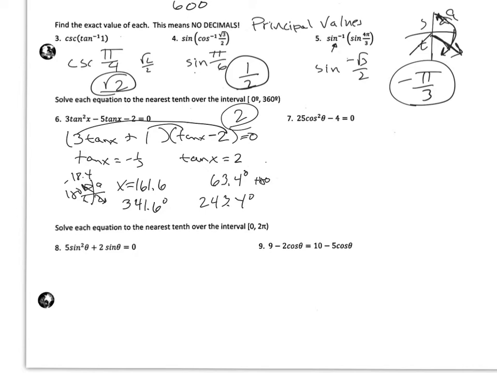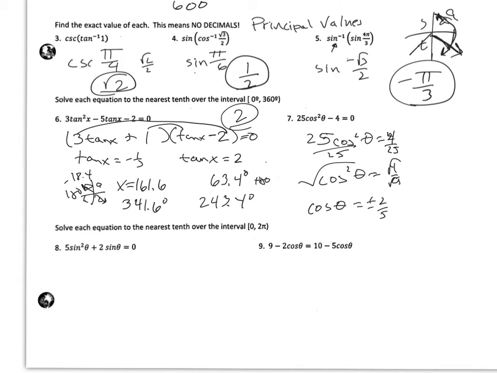Number 7 only has one word squared, so not factoring. We'll just get this thing set equal to 4. So we'll add the 4 to the other side. 25 cosine squared theta equals 4. Divided by 25, so we get cosine squared of theta is equal to 4 over 25. Take the square root, get a plus or minus, so you'll have 4 answers. The cosine of theta is equal to positive and negative 2/5.